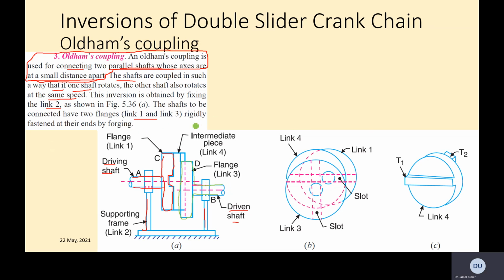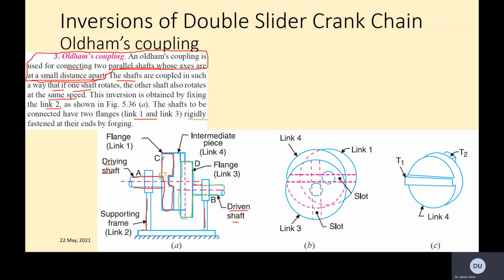So this is connected rigidly, or it could be part of the shaft, but more likely the flanges are connected with the shaft through a key, for example. So they're connected like that. Fastened at their ends by forging. So forging is also a process you can use. It depends on the type of coupling you need to do basically.